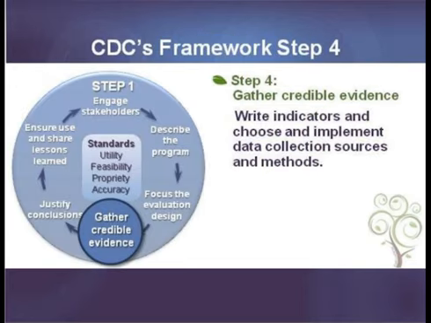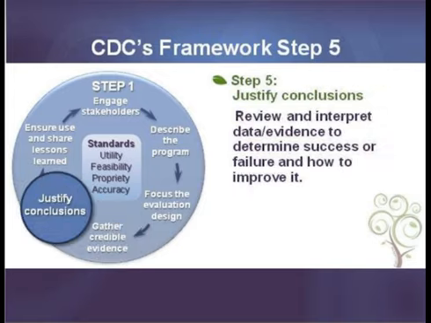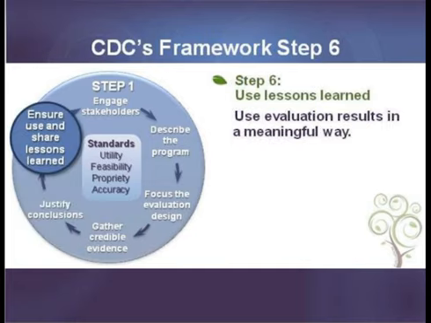The next three steps are really similar to any data collection procedure you've ever been part of, but you'll see that we call these titles something a little bit different than you're used to, and we'll explain why in a second. So step 4 is called gathering credible evidence, and this is the point at which you'll write indicators and you'll make your choices about data collection sources and methods. In step 5, you're going to put that all together and you're going to draw conclusions. You're going to review and interpret your evidence and use it to determine whether or not the program has been a success or a failure. And then finally, it all culminates in use of lessons learned. If we've done a good job, the whole purpose of this is to use the evaluation results in a meaningful way.